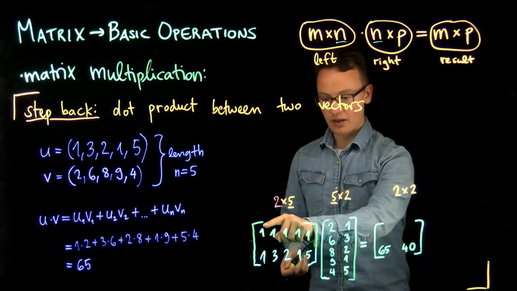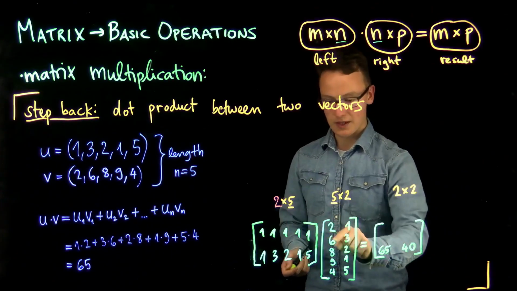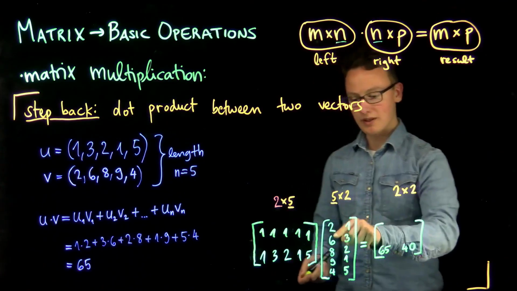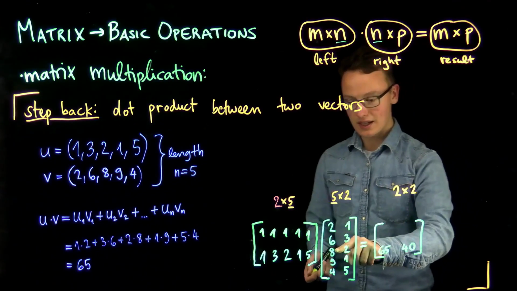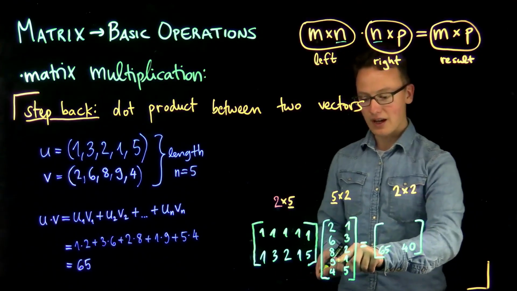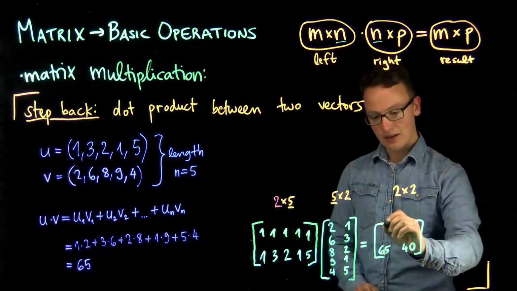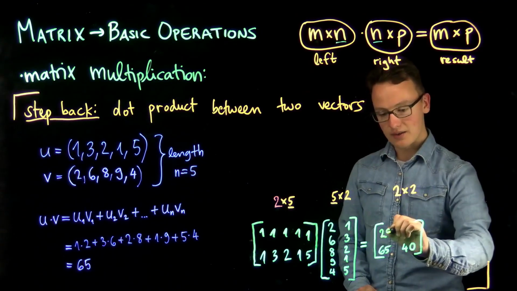So that will be 1 times 2 plus 1 times 6 plus 1 times 8. So basically just 2 plus 6, which is 8, plus 8, which is 16, plus 9, which is 25, plus 4, which is 29. Okay, so that will be our value here.